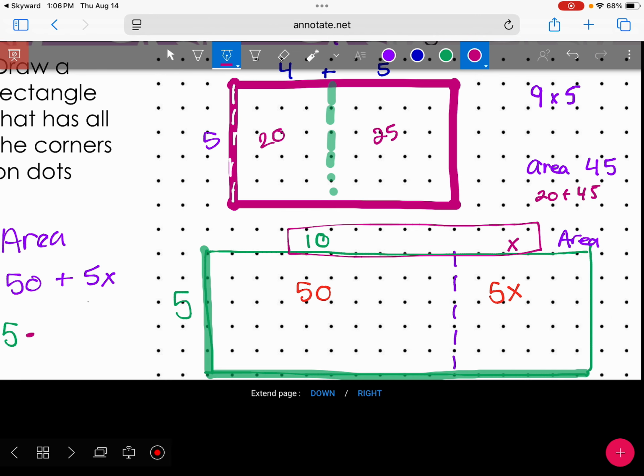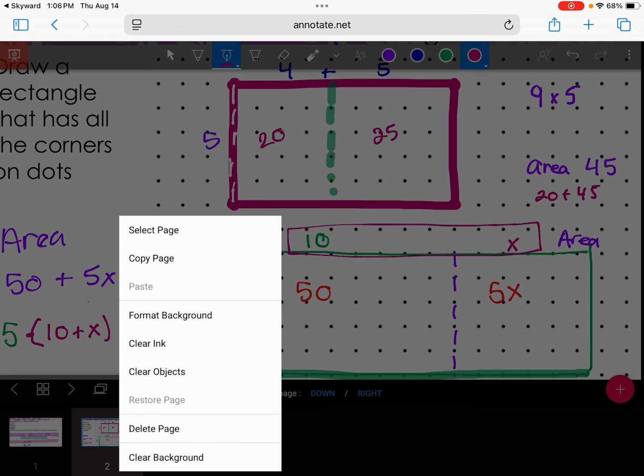Think of this side like the number line. I've got 10 ones and an x. So what we have is 10 plus x, right? Just like we had 4 plus 5. This side is 10 plus x. So I can make this be 5 times 10 plus x, or x plus 10. Right. This is going to start to look a little bit more familiar as we do more things.